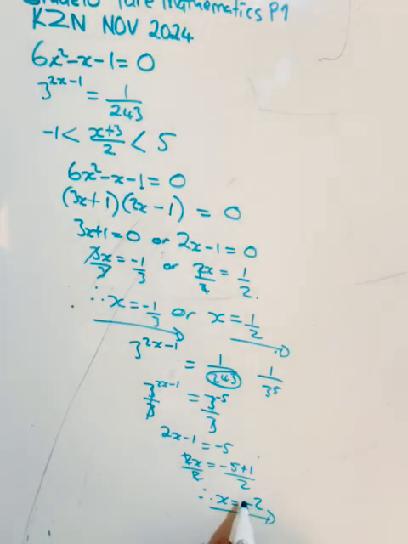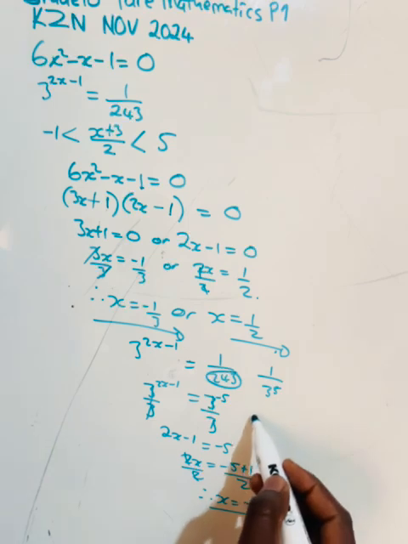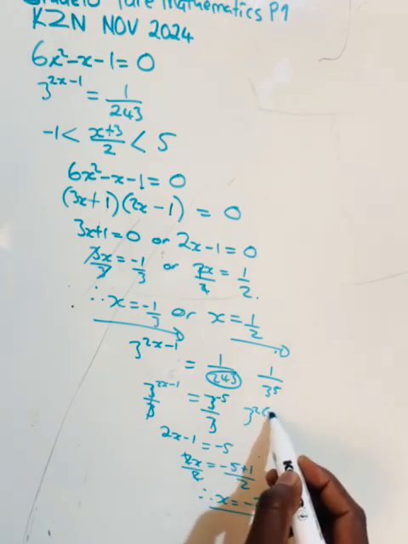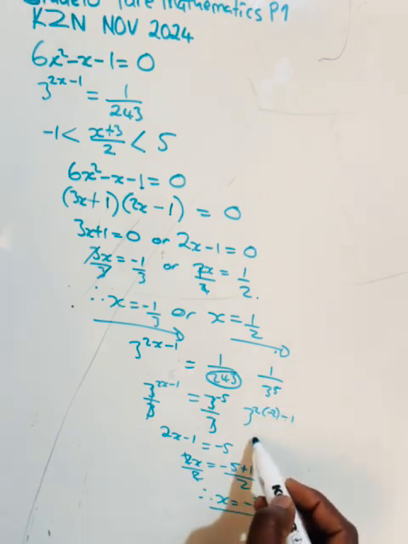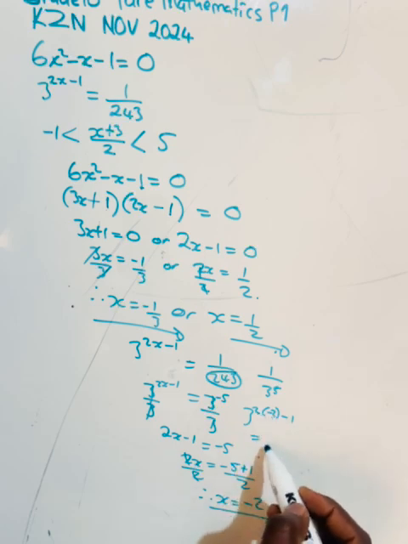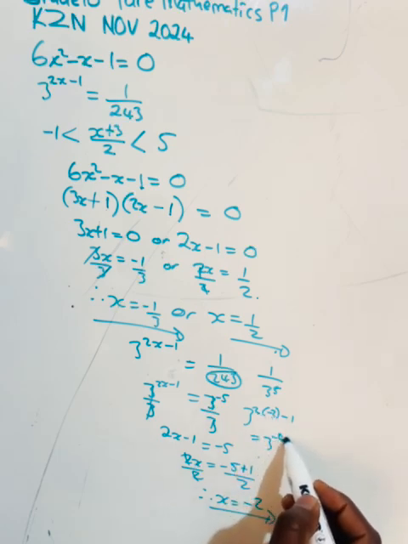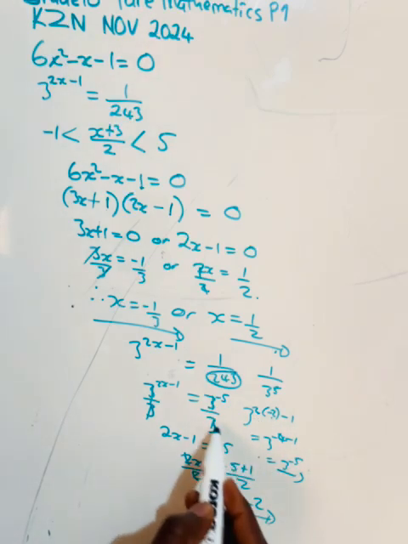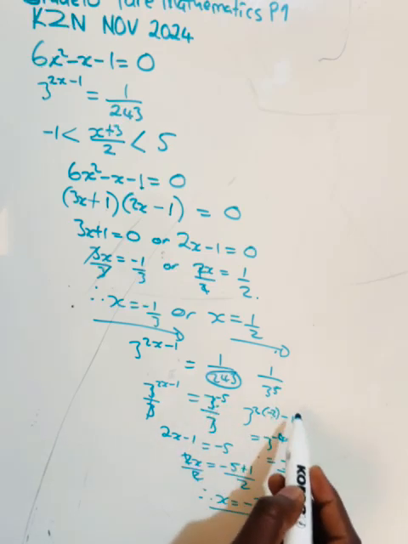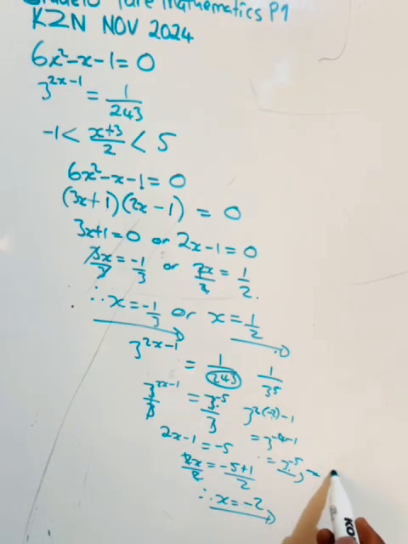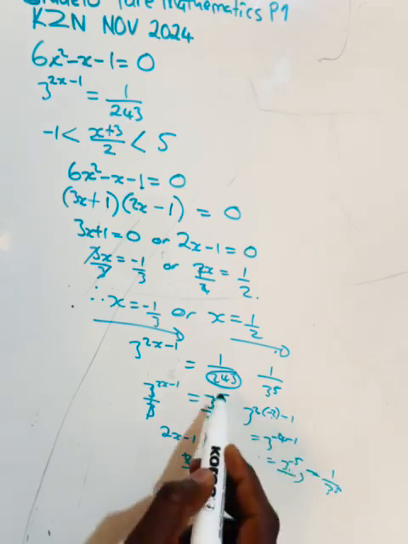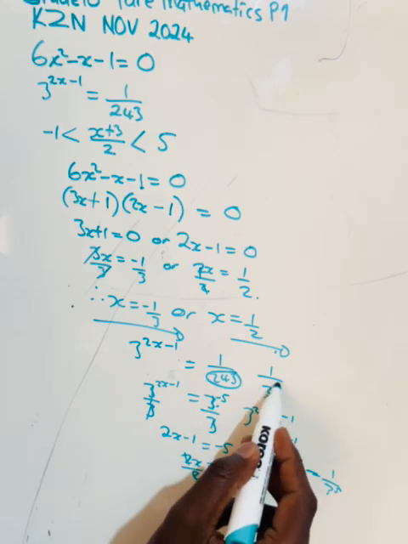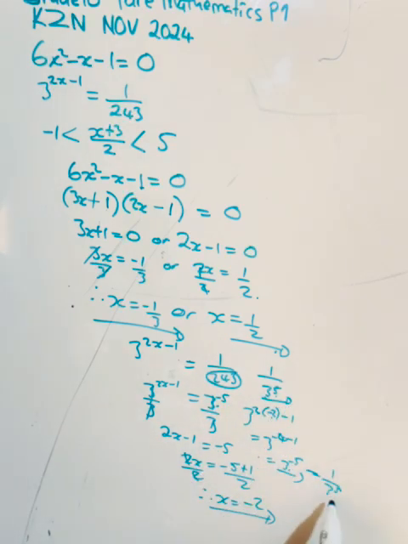If you are to plug it into the equation here, it will be 3 to the power 2 multiplied by negative 2 minus 1, which is equal to what? This will be 3 to the power negative 4 minus 1, which will be equal to 3 to the power negative 5. If you remember earlier on, we had said that we had this 3 to the power negative 5, and it is equal to 1 over 3 to the power 5, which we had here. So our answer is correct, because it will give us 1 over 243.